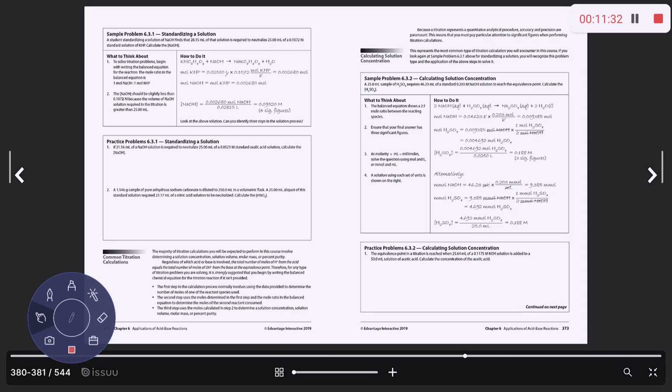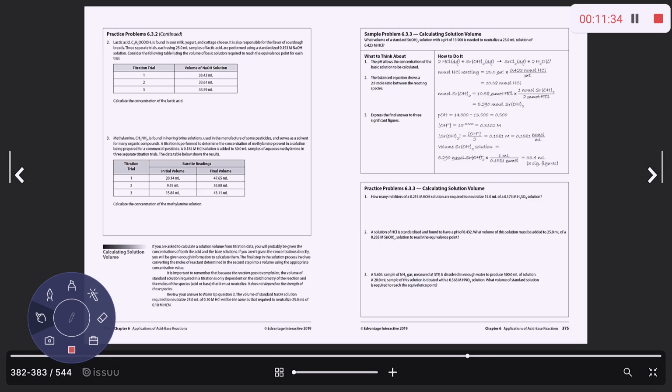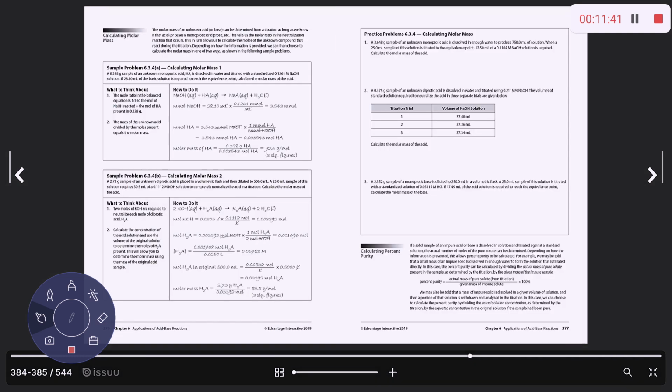We're going to turn the page, and then we're going to turn this one also. We know how to do that. We know how to calculate volume. How about calculating molar mass? You want to do that one? Okay.